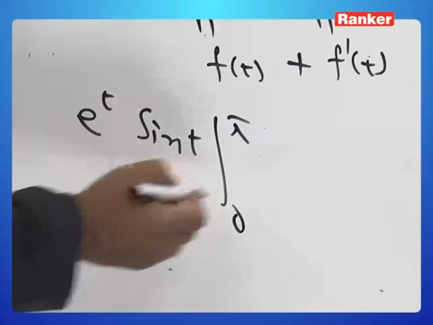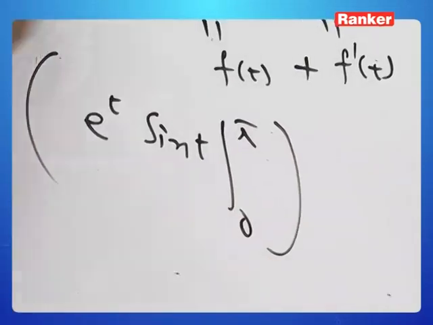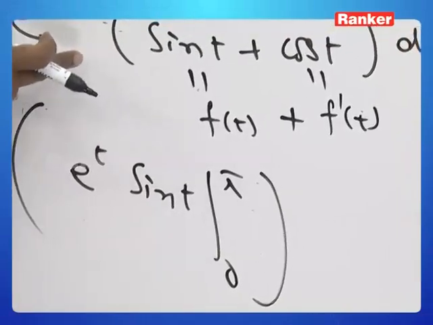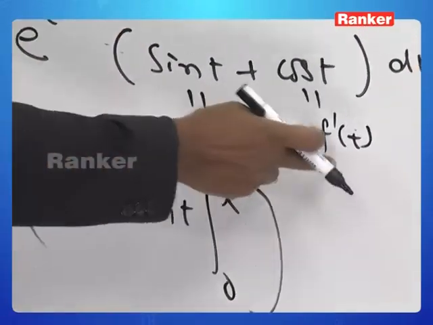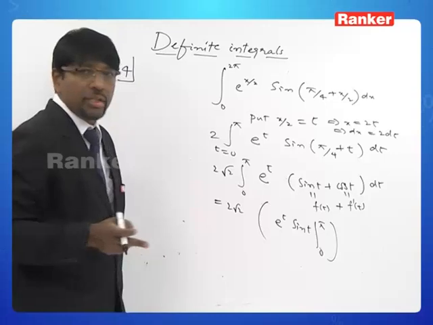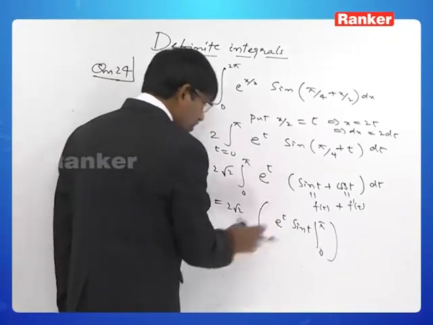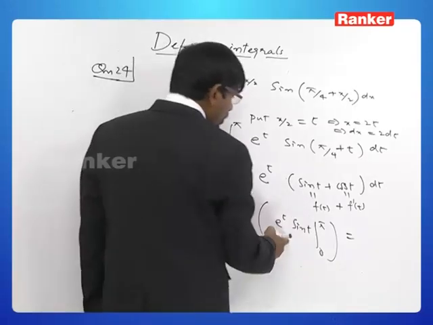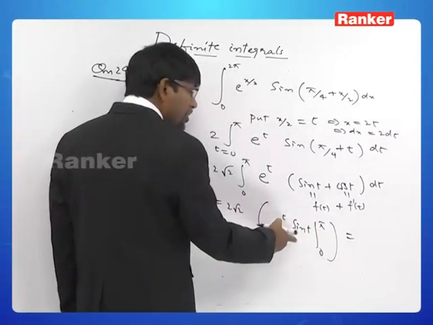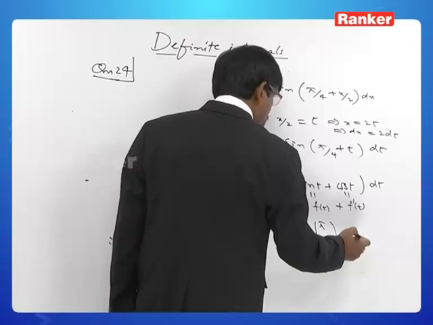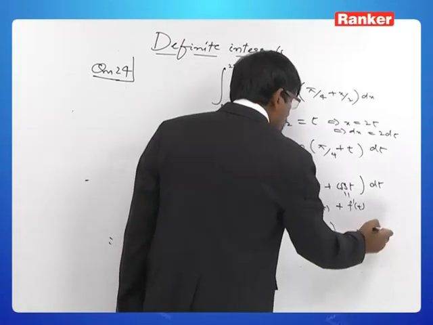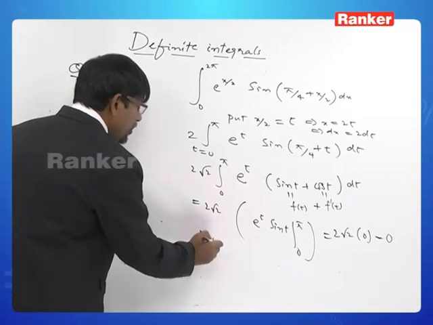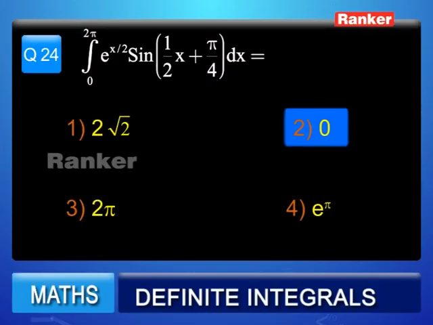Sorry, after the integral it turns out to be this. So, the integral of e power t sin t plus cos t, it is in the form of e power t into f of t plus f dash of t, that is e power t into f of t. So, we just have this, and it is clear that the upper limit and lower limit values are both 0, because sin pi is 0 and sin 0 is also 0. So, what do we get? 2 root 2 into 0, and therefore, that is 0. That is clearly seen in option 2. So, option 2 is the right answer.